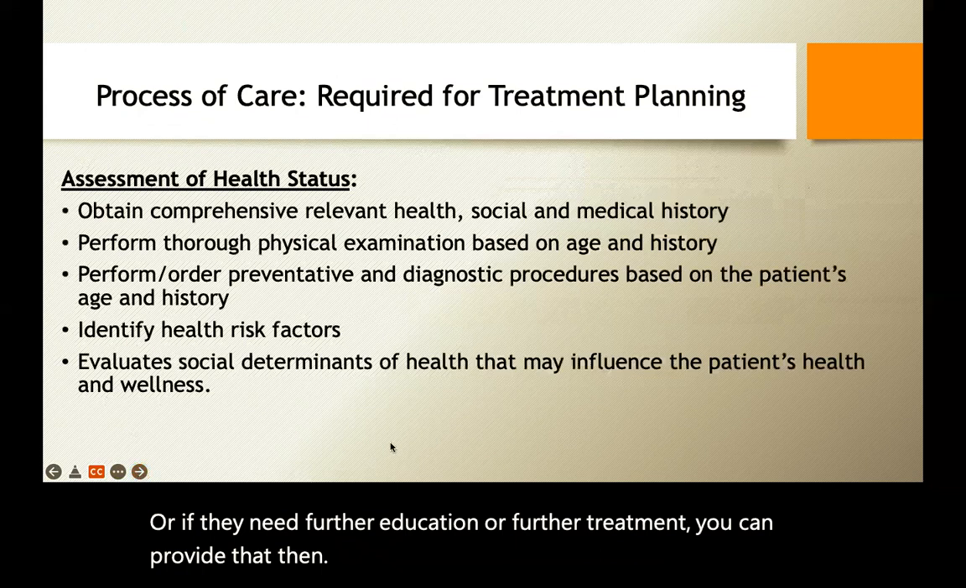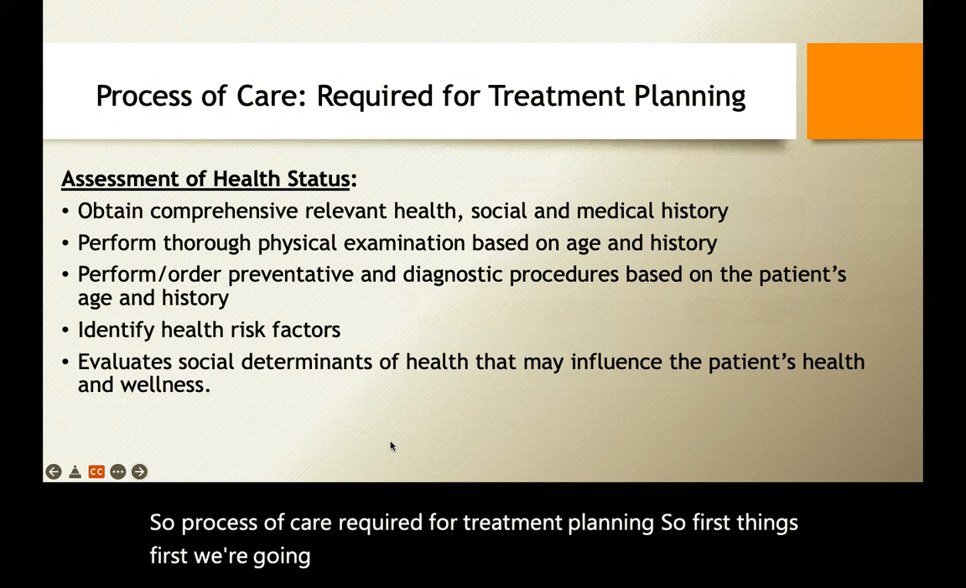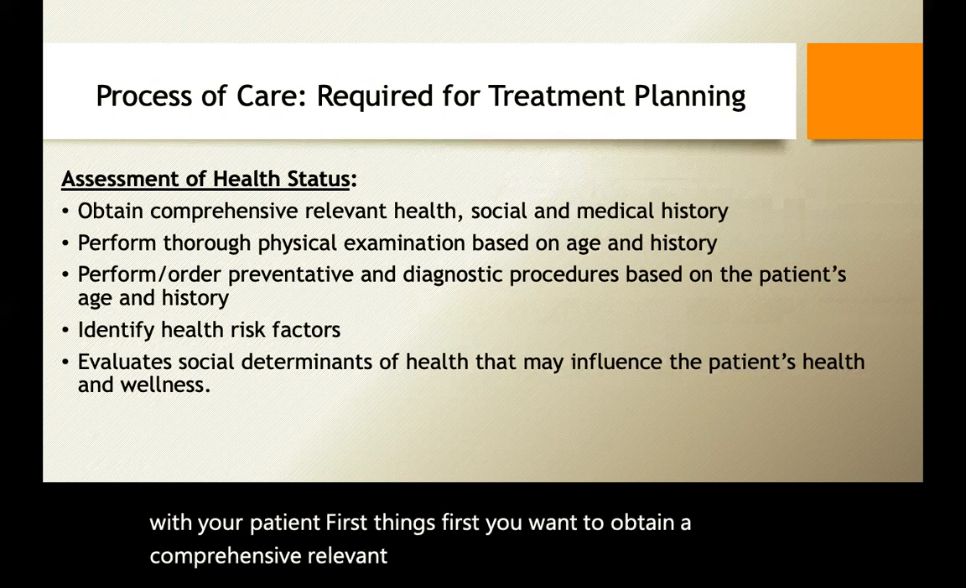Okay, so process of care required for treatment planning. So first things first, we're going to assess where the patient's at. What's going on with your patient? First things first, you want to obtain a comprehensive, relevant health, social, and medical history.